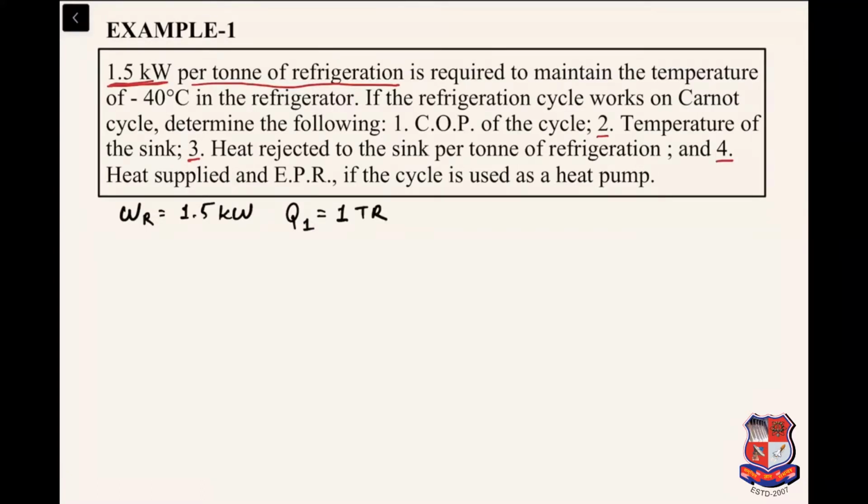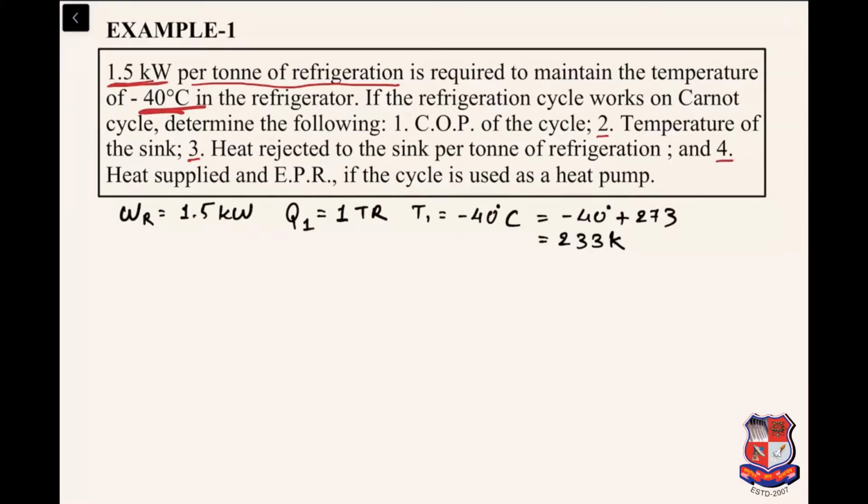Now it is required to maintain the temperature of minus 40 degrees Celsius. So temperature T1 needs to be minus 40 degree Celsius. If we convert it in Kelvin, then it is equal to 233 Kelvin. Remember, whenever you are calculating an example for the Carnot cycle, reverse Carnot cycle or Bell-Coleman cycle, you need to convert the temperature into Kelvin from Celsius.